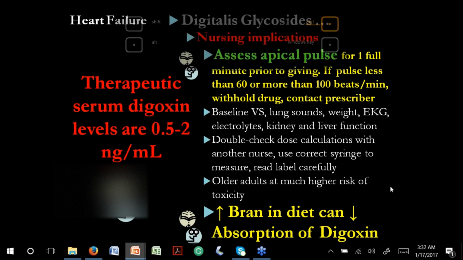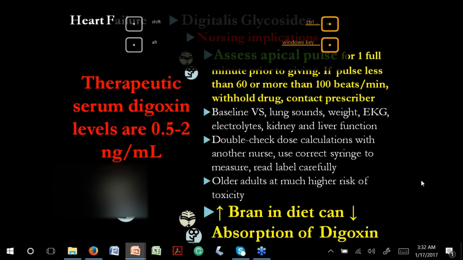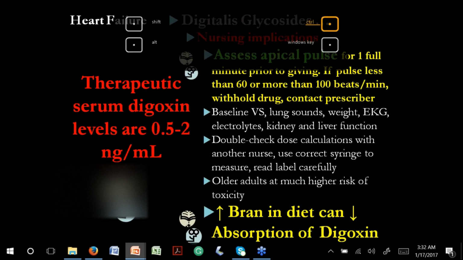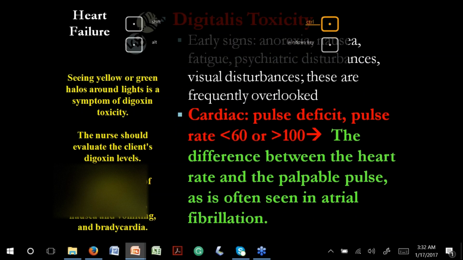One of the things that we need to please remember is that bran from plants in the diet can diminish the absorption of digoxin.